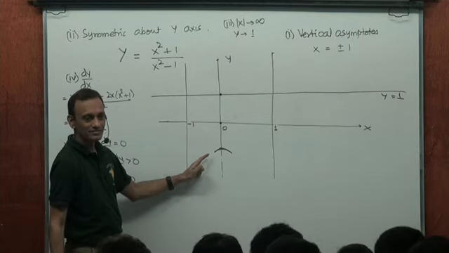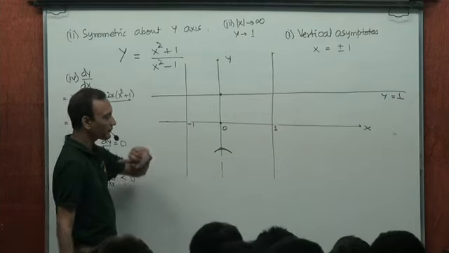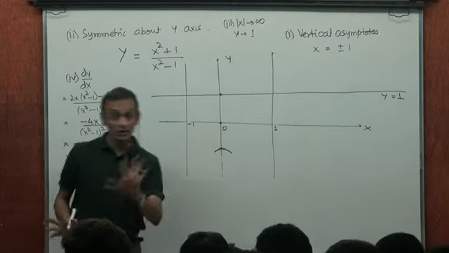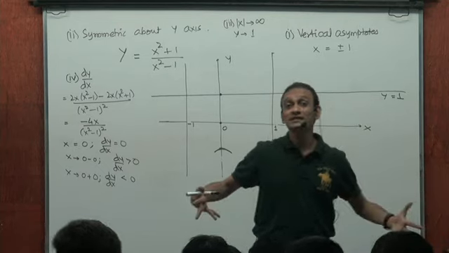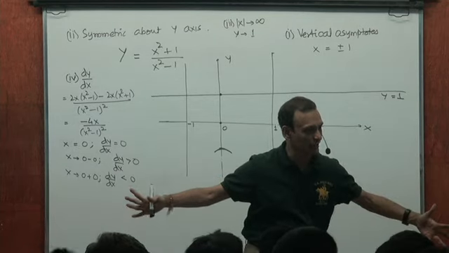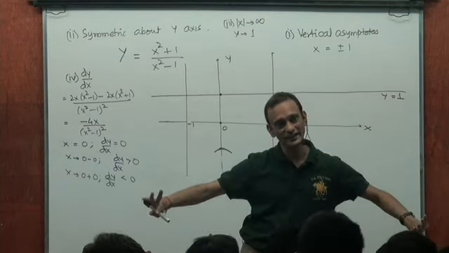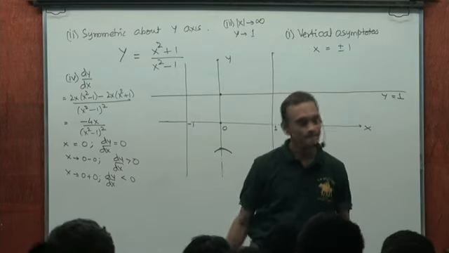Okay. This is the only stationary point. This is the only turning point in the graph of the function. At all other points, it will be monotonic, either monotonically increasing or monotonically decreasing. Isn't it? Good.